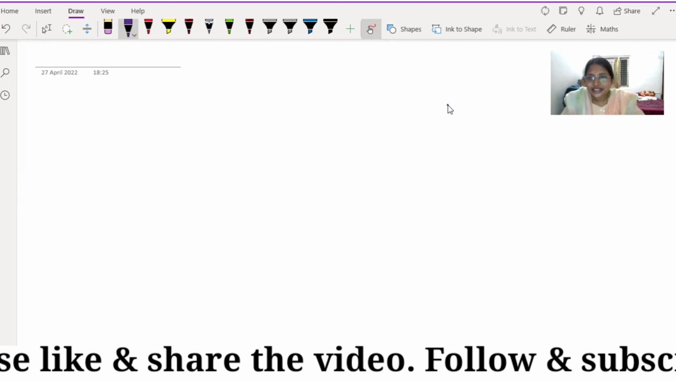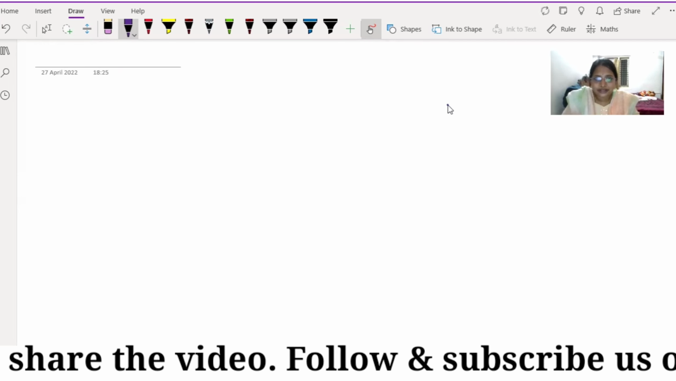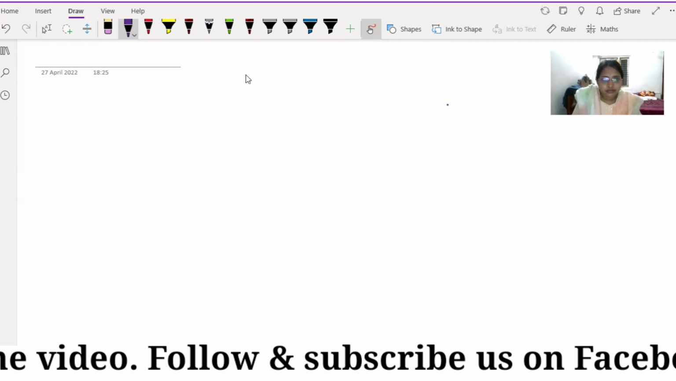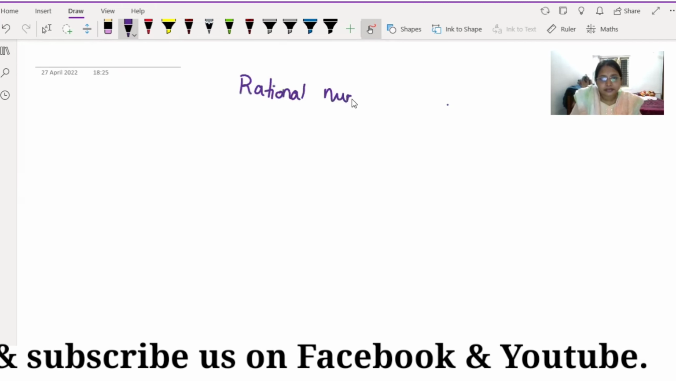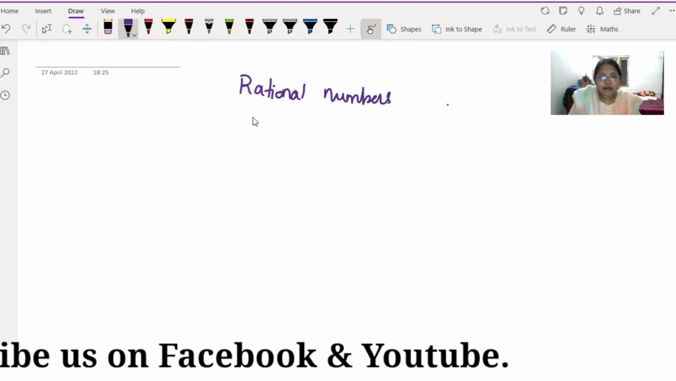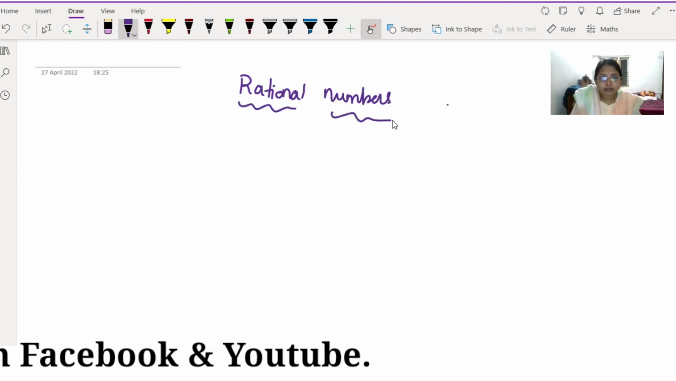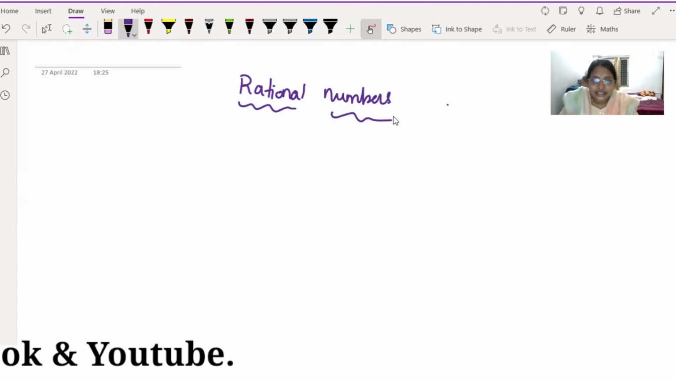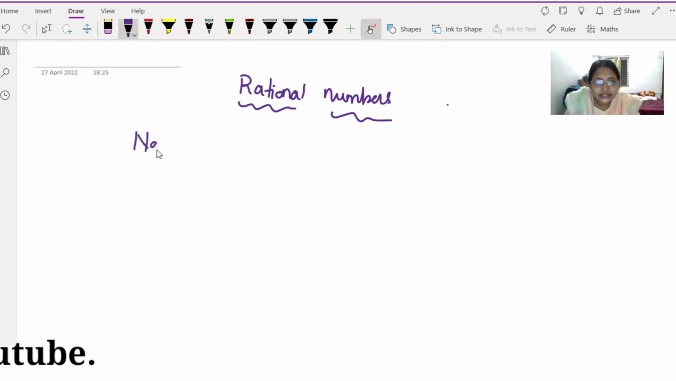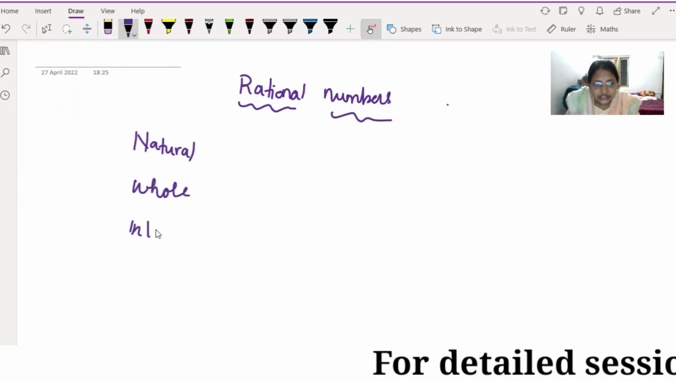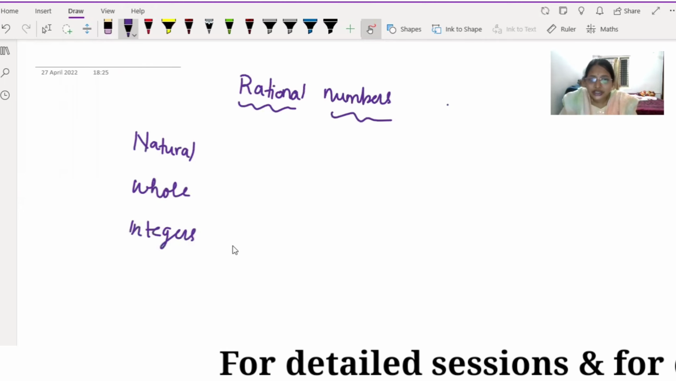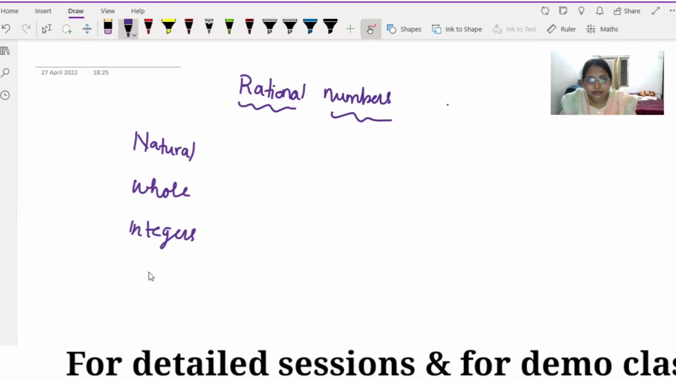Today we are going to discuss the topic rational numbers. We have come across various sets of numbers in our previous classes, such as natural numbers, whole numbers, integers. Let us have a revision through it. After that, we'll go for rational numbers.